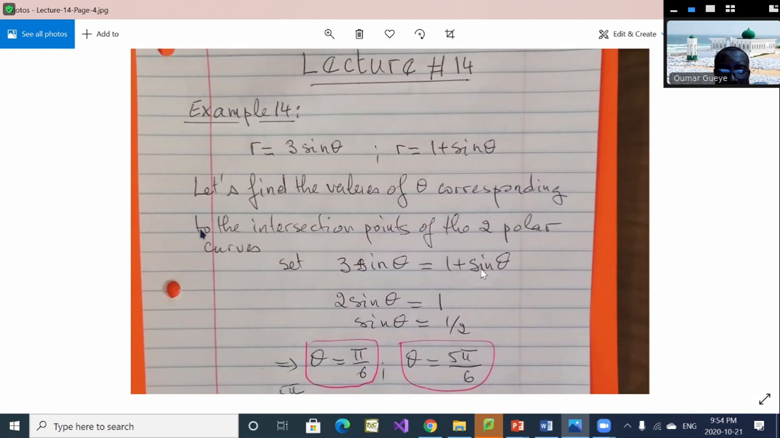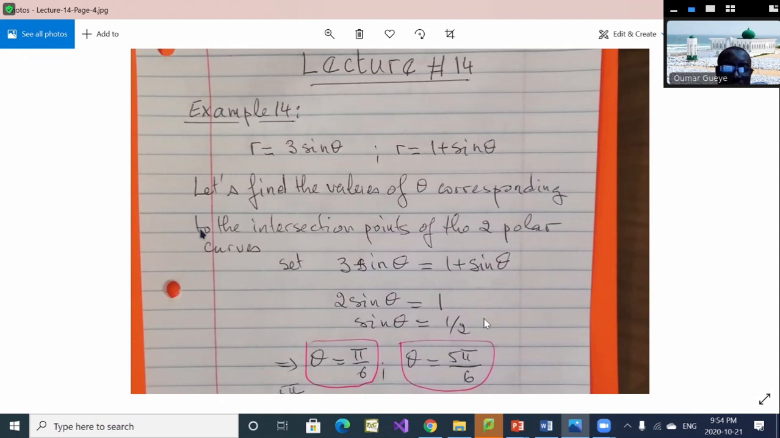How to get this step? I just move the sine theta from right to left. It becomes 3 sine theta minus sine theta. So that's why we got here 2 sine theta, and the right-hand side now becomes 1. And dividing by 2, I get sine theta equal to 1 by 2.